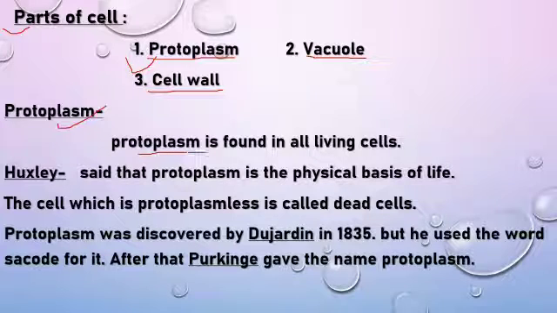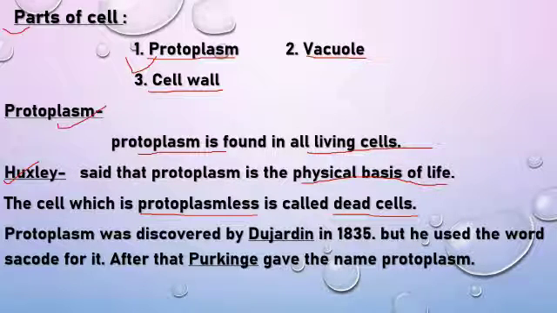Protoplasm is usually found in all living cells. It's important. In the living cells, protoplasm is found, but in the non-living cells, it is not found. The cells which are protoplasmless are dead. In the words of Huxley, the protoplasm is the physical basis of life. It's important to note. Cells which lack protoplasm are called dead cells. Cells without the protoplasm are dead.